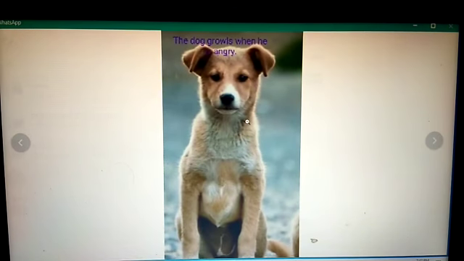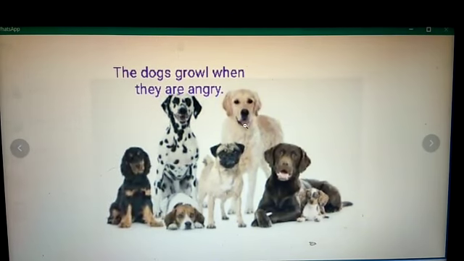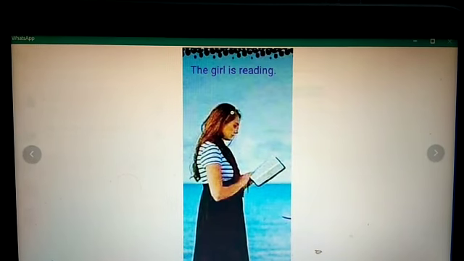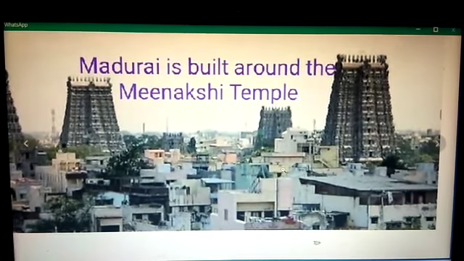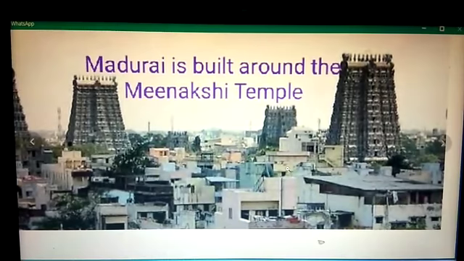Next you see, the dog growls when he is angry. The dogs growl when they are angry. Many dogs, they growl when they are angry. Next you see, the girl is reading. One girl, so is reading. The girls are reading. Madurai is built around the Meenakshi temple. See, Madurai is singular, singular verb. Okay.